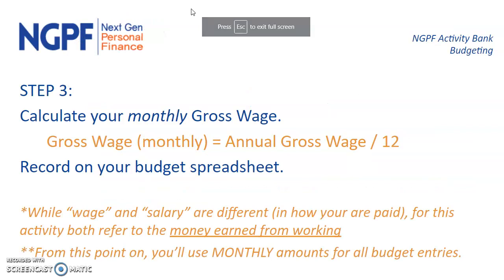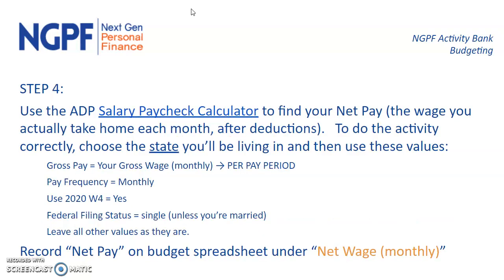So now you're going to calculate your monthly gross wage. Your annual wage is what it is for the whole year. So to get your monthly wage, you're going to have to divide that by 12 because there's 12 months in the year. You're going to record that amount on your budget spreadsheet. While wage and salary are different in how you're paid, for this activity, both refer to the money earned. We've talked about the difference between wages and salary, but from this point on, you'll just use the monthly amounts for all budget entries.